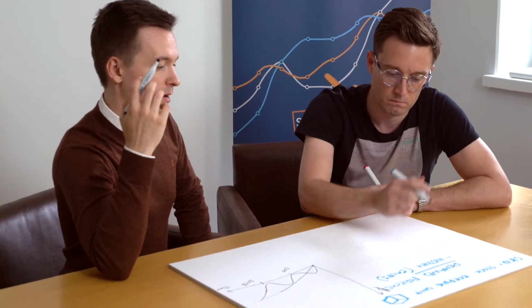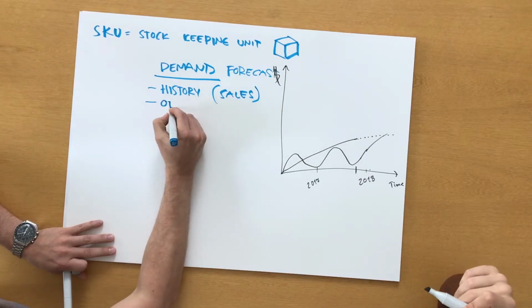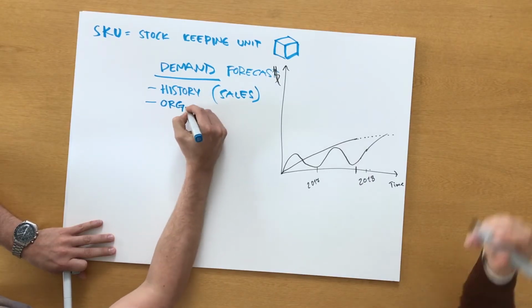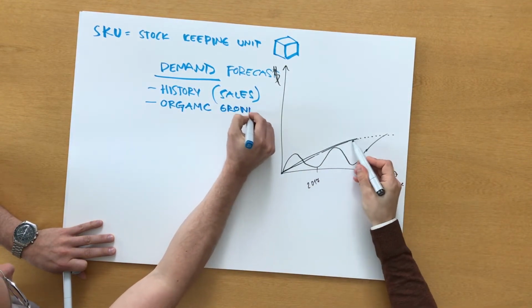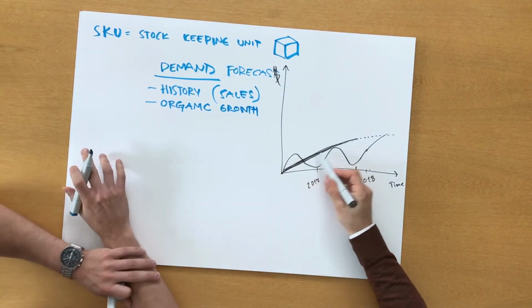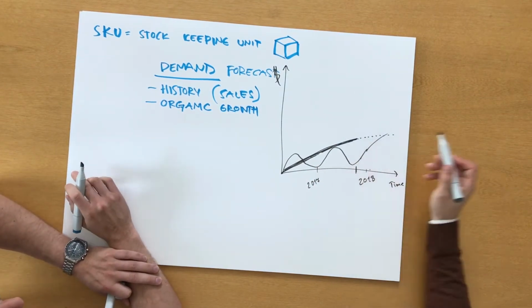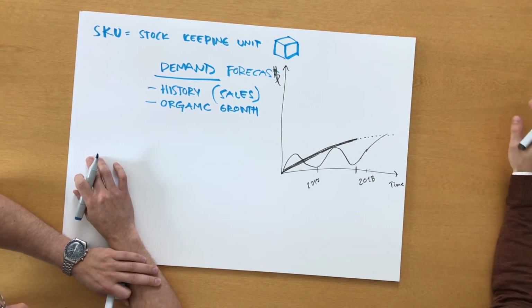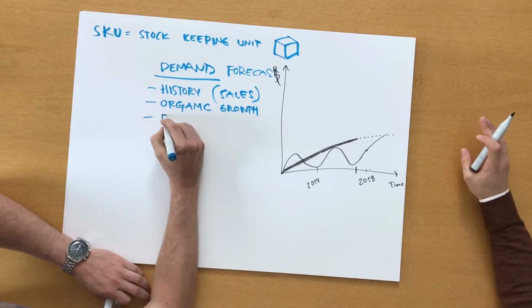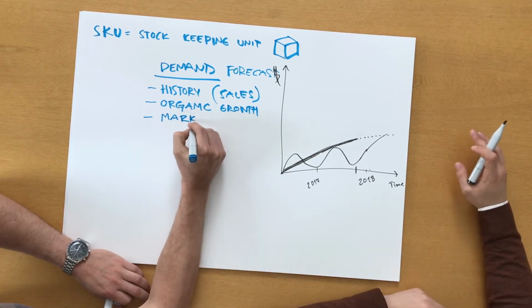Then you have organic growth, so it's probably not a trend. It's more something like this. You know that your business is growing, all the product groups are growing. You're opening new markets, maybe new shops. You're maybe investing more in marketing. People hear about your company, the word gets around.